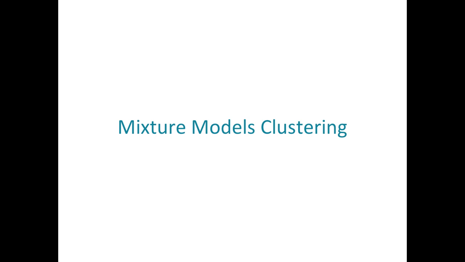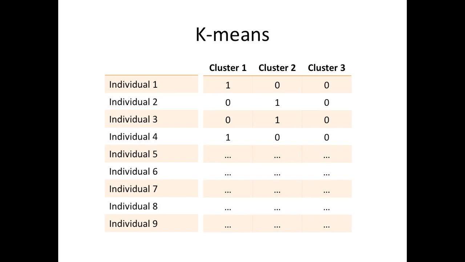Okay, so let's continue with the last type of clustering that we're going to be seeing today, which is mixture models clustering. And I'd like to go back a little bit to the k-means algorithm that I explained earlier today. Remember that k-means basically has a set of data points and assigns each data point to a cluster until the distance between points and cluster centroids is minimized, and we end with the point to cluster distribution.